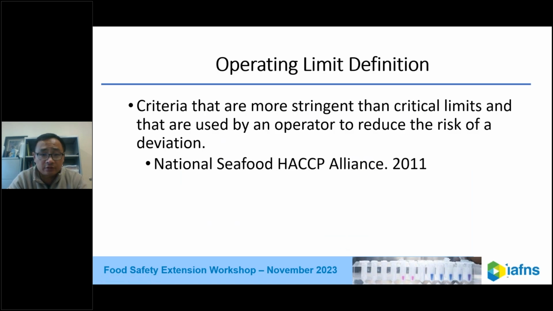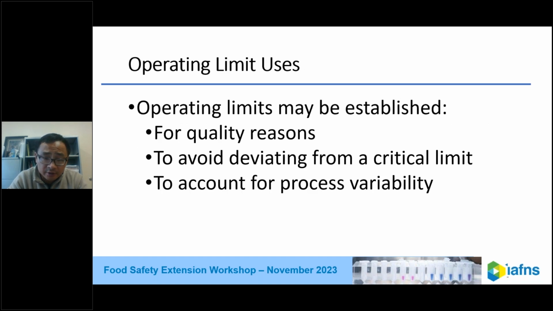Last one, we want to talk about operational limit. What is that? Operational limit originally comes from the 2011 National Seafood Hazard Plan. This means you have a more conservative value compared to the critical limits to reduce the risk of a deviation. So sometimes it is for a quality reason.